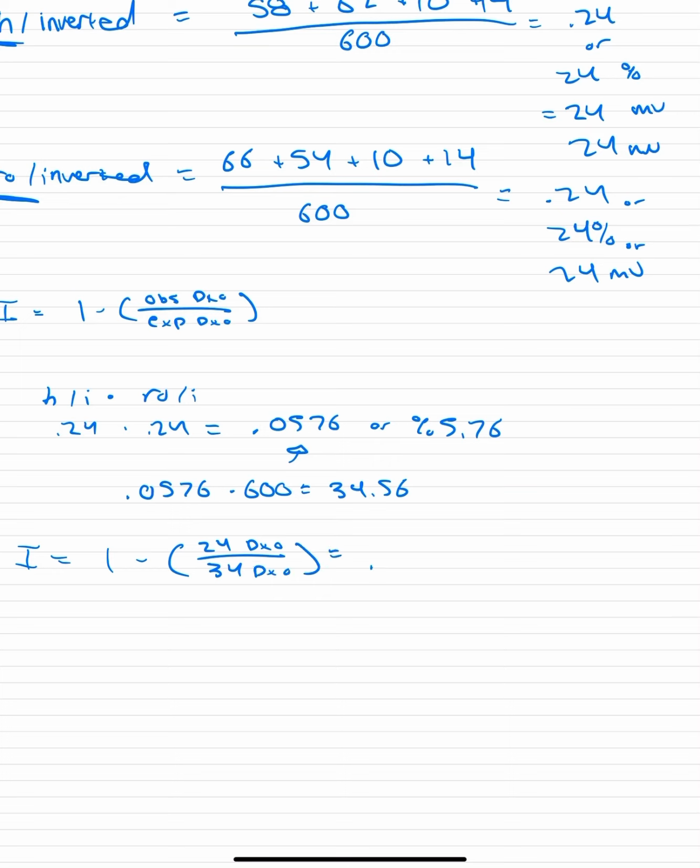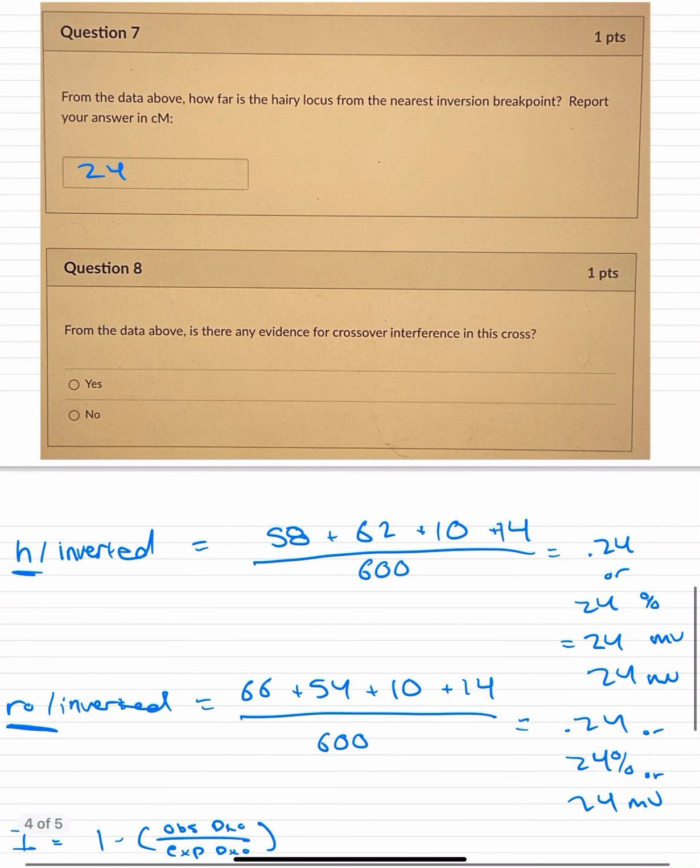And that equals 0.3, which means that 30% of double crossovers did not occur that should have occurred. Since we have this number, that tells us that interference did in fact occur. So from this data above, is there any evidence for crossover interference? Answer is yes.